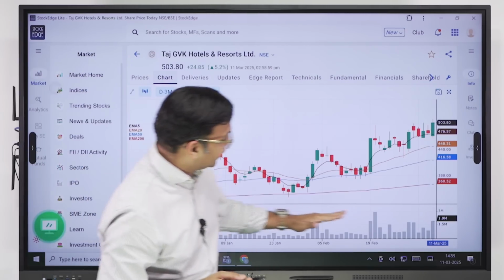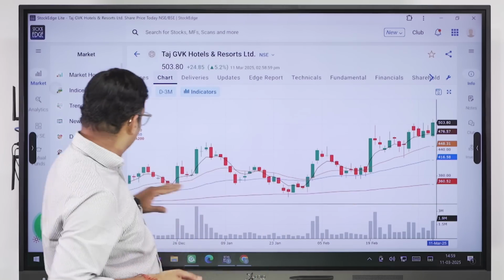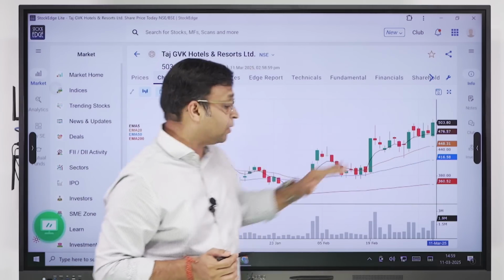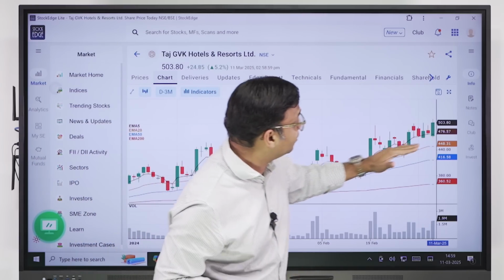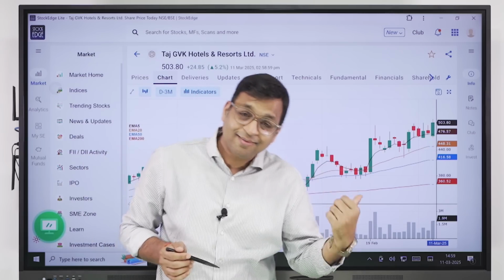This is the 200-day moving average. Already the stock is above the 200-day. This is the 50-day moving average. The stock is above that. This one is the 20-day moving average, and this one is the 5-day moving average. So will you be a buyer in this stock?